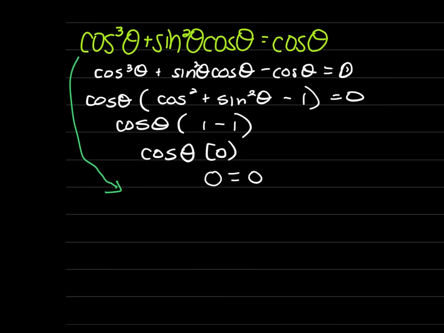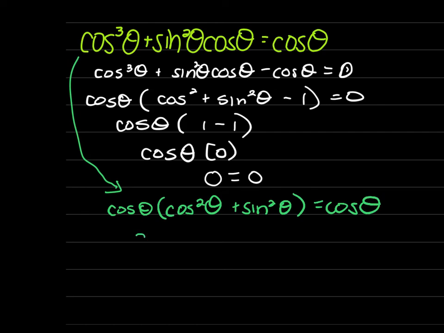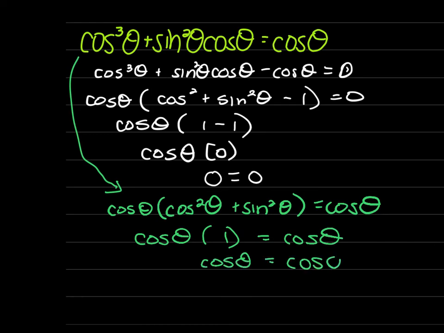You could have also taken cosine out from the beginning, right? I don't think that it's any easier. I think they're both fine. Because then this becomes cosine theta times 1. It's like one less step, but honestly, it's not any different. Yeah, they're both right. Questions on that one?